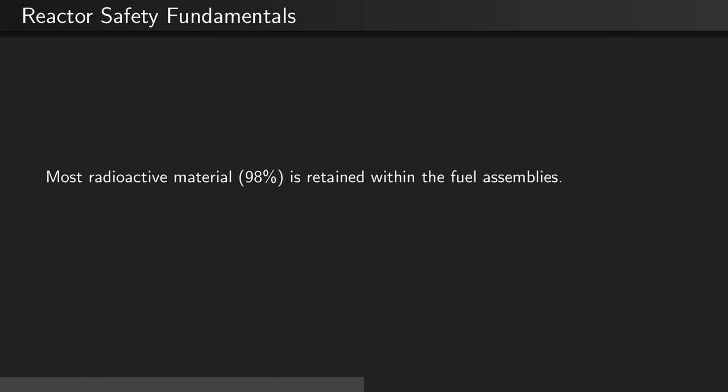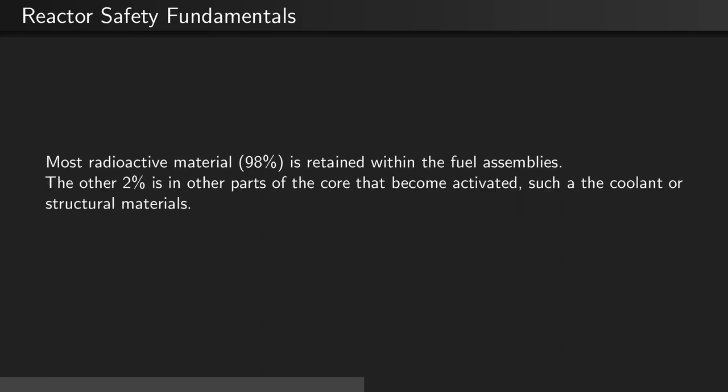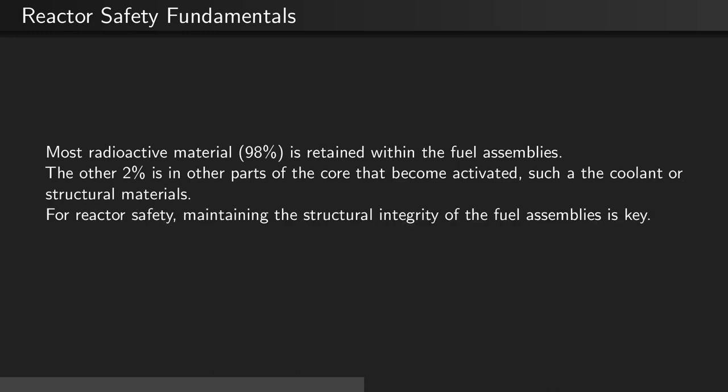Most radioactive material, approximately 98%, is retained within the fuel assemblies. The other 2% is in parts of the core that become activated, such as the coolant or structural materials. For reactor safety, maintaining the structural integrity of the fuel assemblies is key.